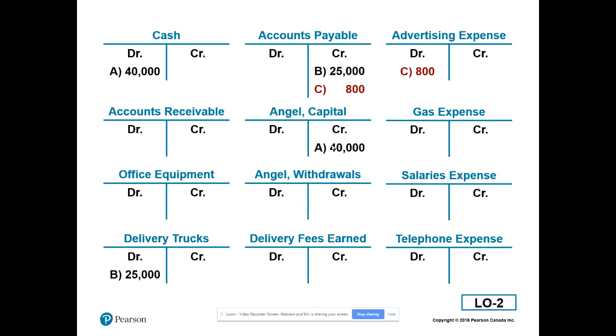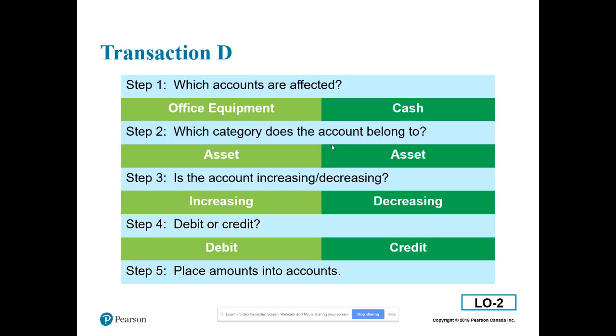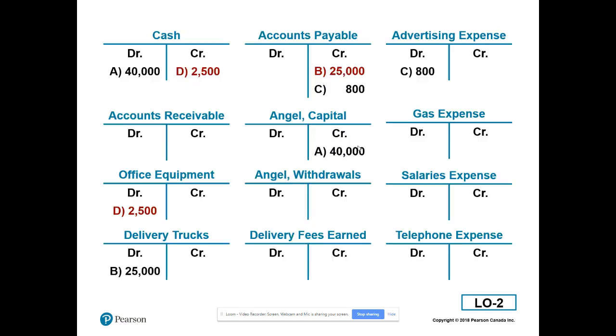Entry D, bought office equipment for cash. Basically the same idea. I bought it for cash, so office equipment is going up, my cash is going down. If my cash is going down, that's the credit side, therefore my office equipment is the debit side. I can do the entry with item D, cash is going down, office equipment is going up.